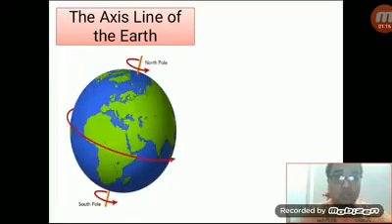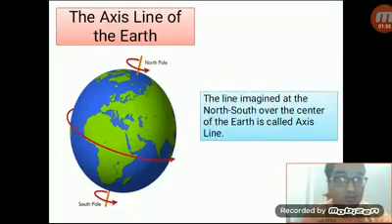This is the picture of the axis line of the earth, and in this picture we can see a line which goes through the North Pole to the South Pole over the center of the earth. It is called the axis line of the earth. This is the definition of the axis line: the line imagined from north to south over the center of the earth is called the axis line.